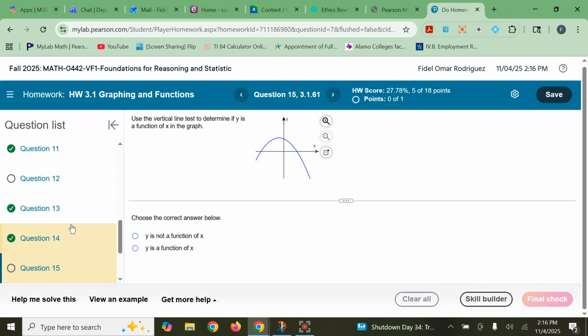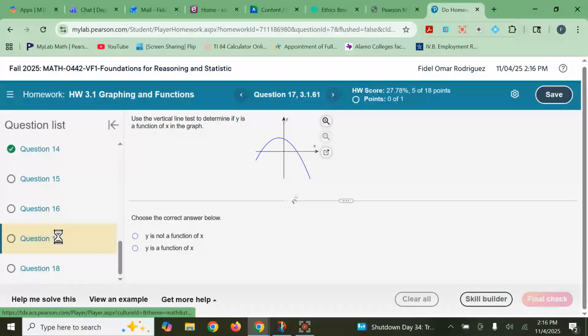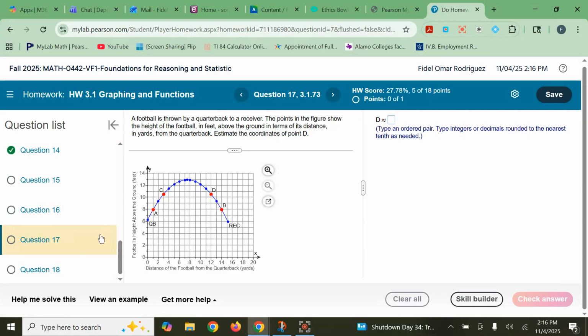Okay. So look, let's try something like number 17. It says a football is thrown by a quarterback to a receiver. The points in the figure show the height of the football in feet above the ground in terms of its distance in yards. Okay, so what does that mean? This is measuring the yards. This is measuring the distance in feet above the ground. Okay, estimate the coordinates of the point D.